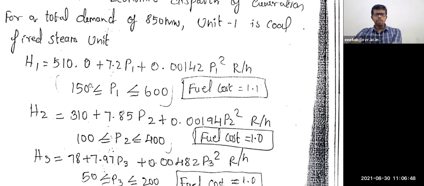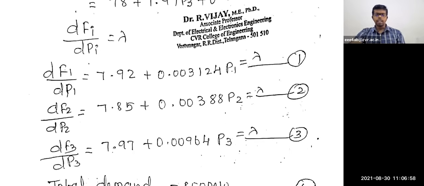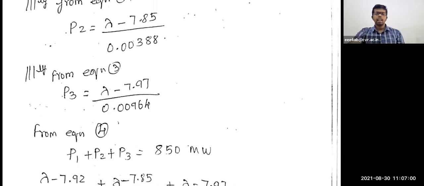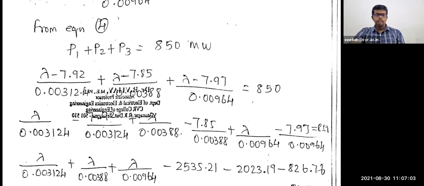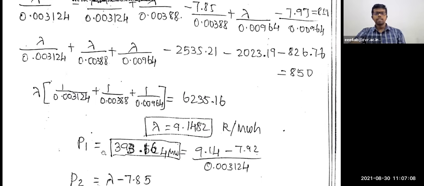So what is the first generating unit limit? 150 to 600, 100 to 400, 50 to 200 megawatt. So we need to check whether the first generating unit is falling under these limits or not. Whatever value we calculated, P1 is equal to 393.164 megawatt, and 150 megawatt is less than or equal to 600 megawatt. So it is falling under 150 to 600 megawatt. So this answer is correct.